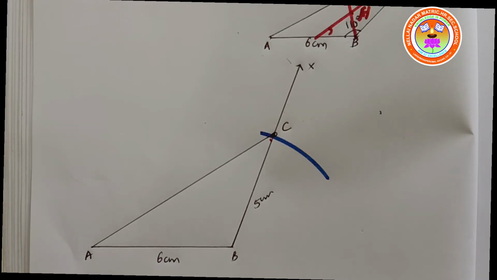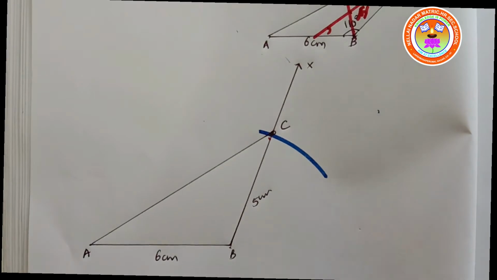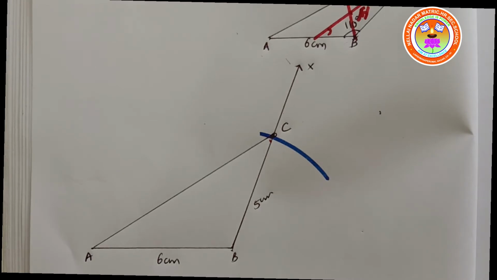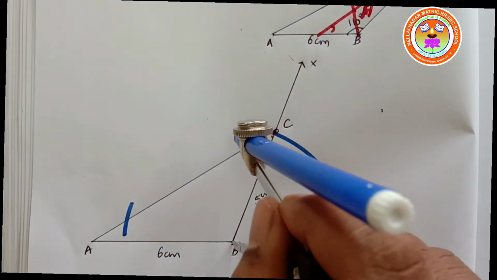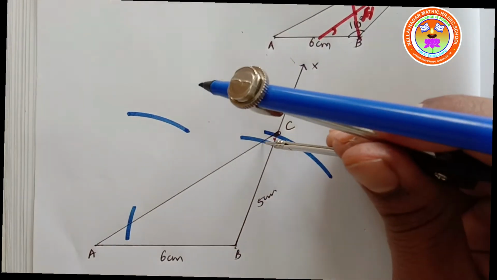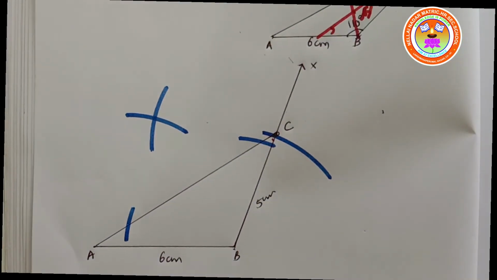Now you have to select any two vertices. First we will start with B, okay? We will start with B, and you have to draw what? Altitude, from B. So for that you take compass. With the help of compass, again from here, again from here. It's clear, children? Now extend the line.